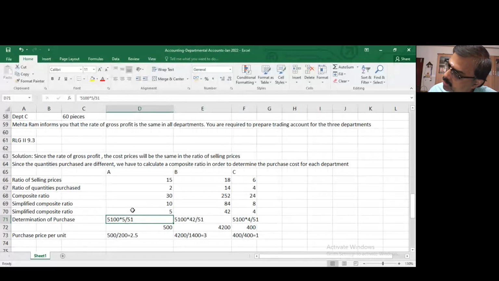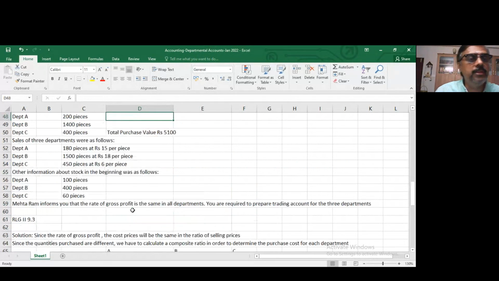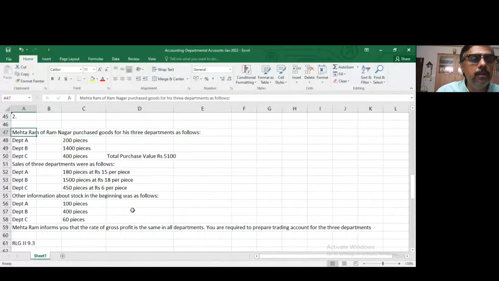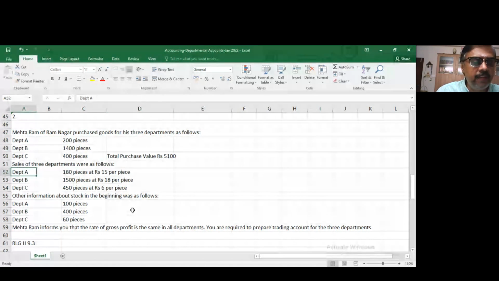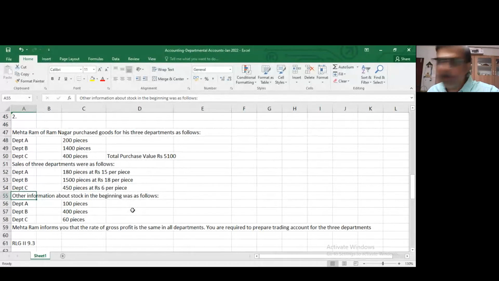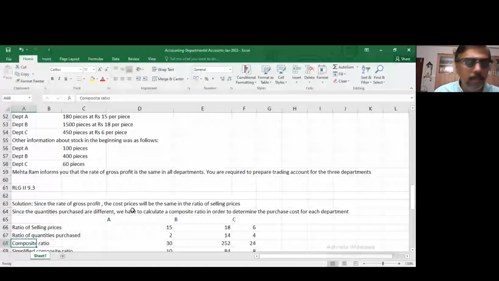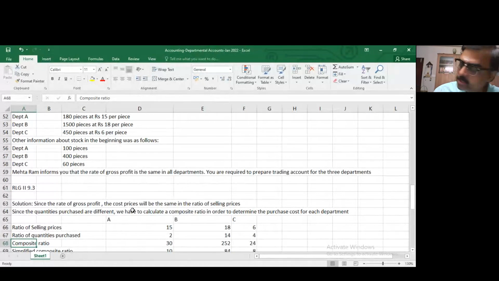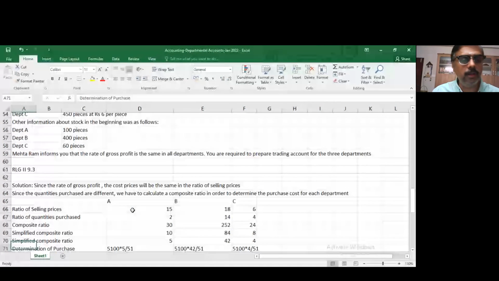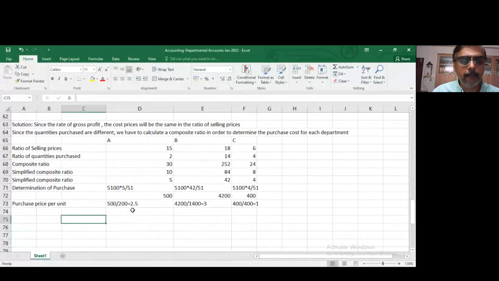If you look at the question, they have given us information regarding the purchase of goods in quantity. Now we have got the value. Sales is directly available, no issues. Other information about stock in the beginning is as follows. This opening stock valuation is not given. We have to go by the purchase cost. So let us proceed to do the trading account. I'll show you how it is to be done.